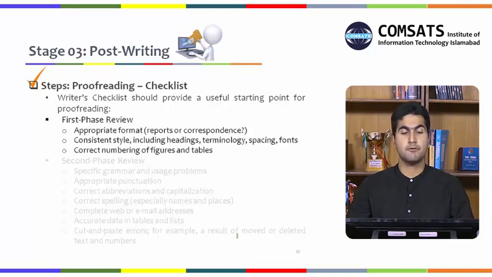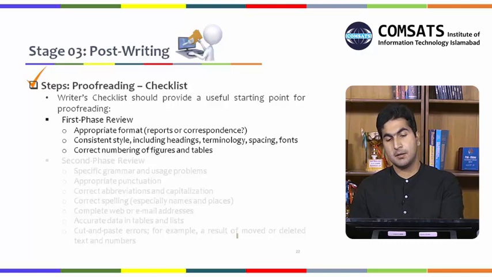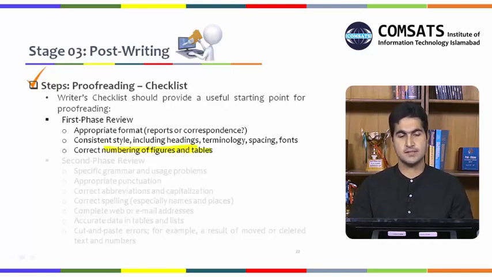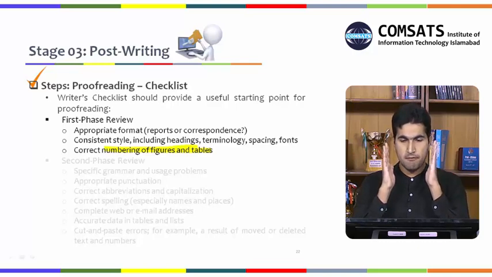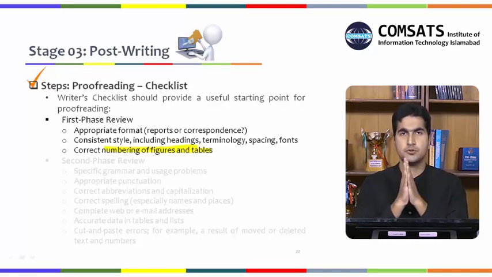So if we start from the first phase of reviewing, you have to check whether the appropriate format has been used, whether the style is consistent, headings are used, the terminologies are rightly used, the proper spacing and font is there, then the correct numbering of figures and tables is there. You check all these things. This is your first thing to focus on when it comes to your proofreading. So you check the overall layout.